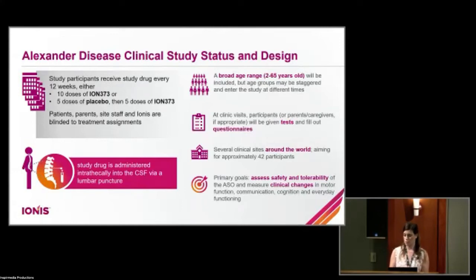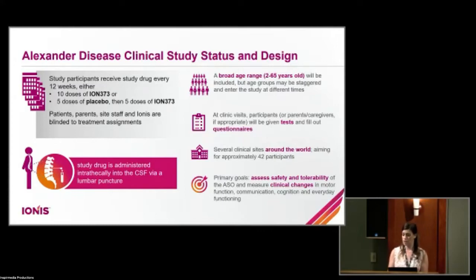And so study participants receive the study drug every 12 weeks. And they will either receive 10 doses of Ion 373, or they receive 5 doses of a placebo, followed by 5 doses of Ion 373. So eventually everybody ends up on the treatment. Patients, parents, staff, and also us here at Ionis are masked to the treatment assignment. So the study drug is administered intrathecally into the CSF via a lumbar puncture. So that is an injection into the base of your spine.